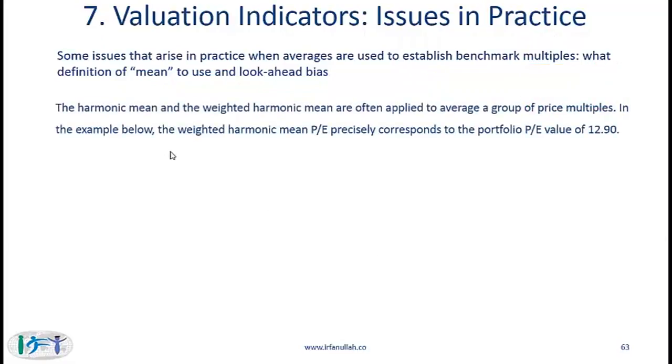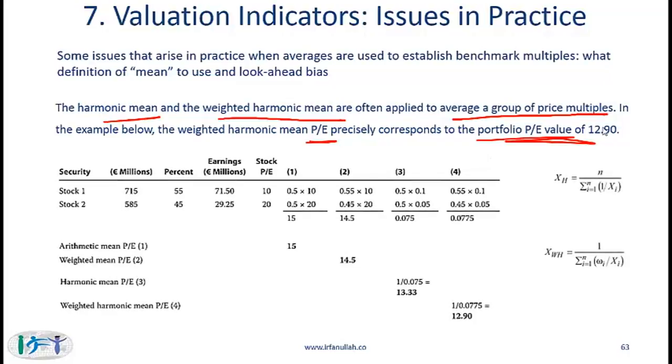And the answer is that the most theoretically appropriate mean to use when you are coming up with a mean of a ratio such as PE is the weighted harmonic mean, and we'll see why. Analysts often apply the weighted harmonic mean to average a group of price multiples. And in the example that I'm going to show you from the curriculum, the weighted harmonic mean precisely corresponds to the portfolio PE of 12.9.